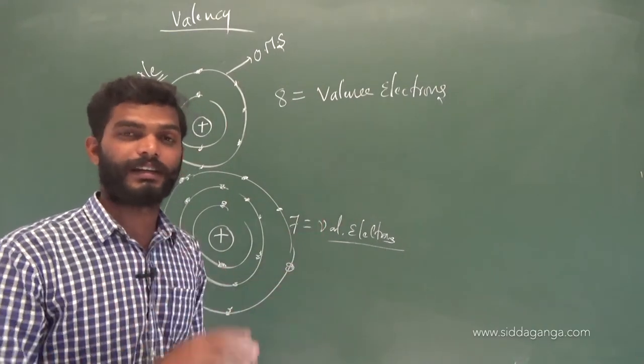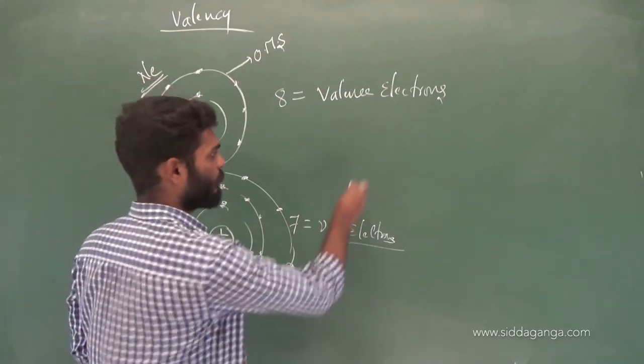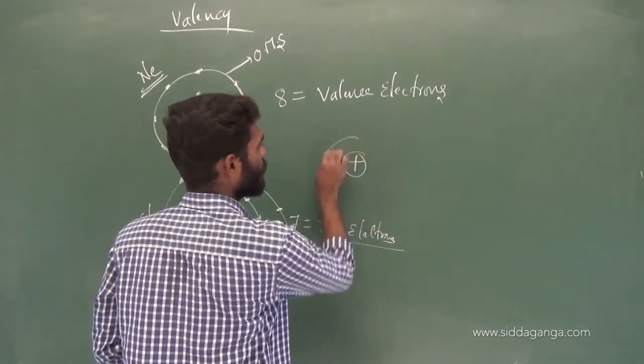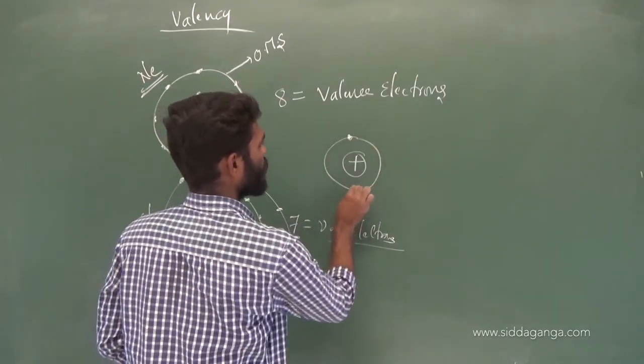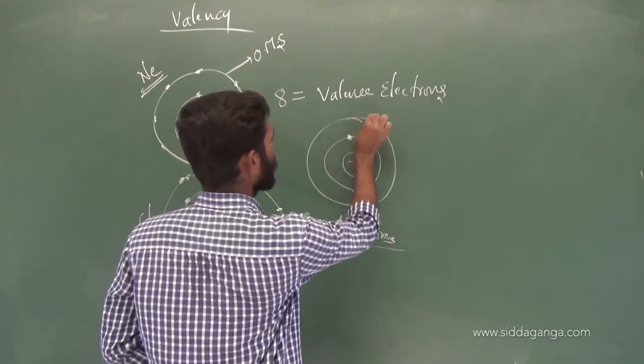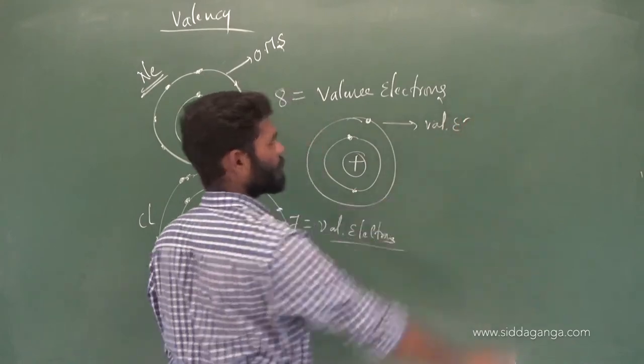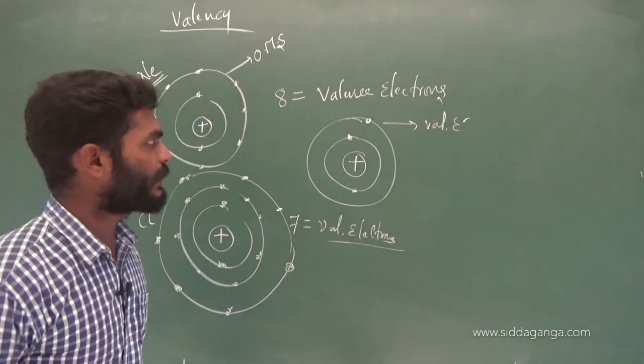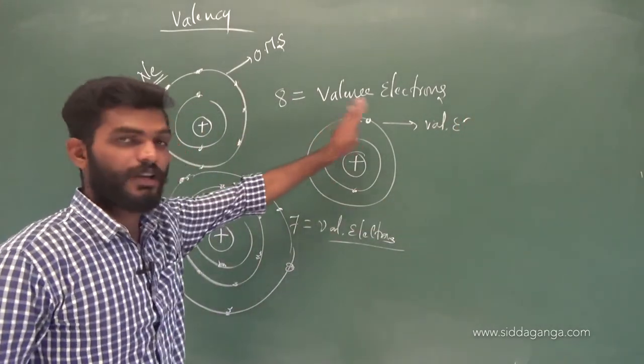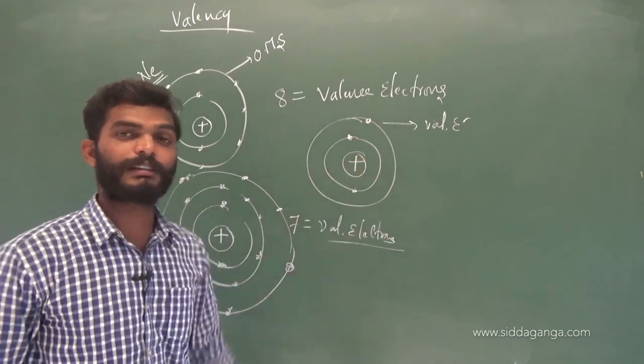For lithium, 3, it is 1 now. Why? Because lithium has 2 in the first shell, 1 in the second shell. Therefore valence electron is only 1. This is the valence electron. Only one valence electron is there in lithium. Whatever number of electrons are in the last shell, that many are valence electrons.